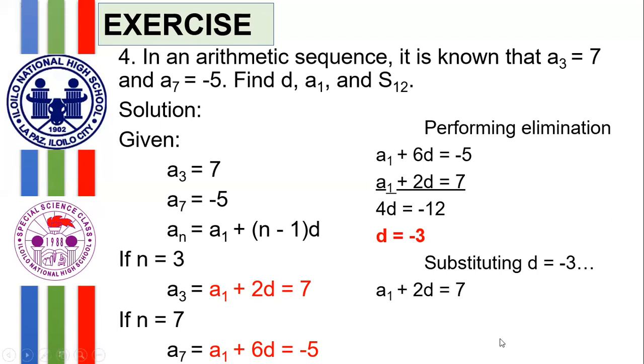To determine the value of a sub 1, I could substitute there either in the first or in the second equation here. I chose the first one. So a sub 1 plus 2d equals 7. And replacing d with -3, I have a sub 1 plus 2 times -3 equals 7. 2 times -3, it's -6. And plus 6 both sides. So you will get a sub 1 equals 13. So 13 is the first term of this sequence.